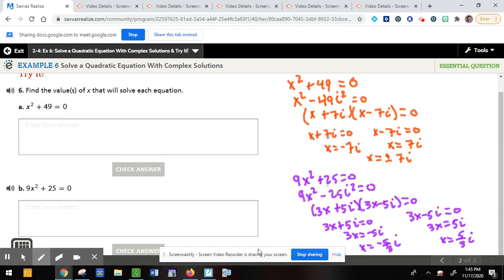Down here, same thing pretty much. Changed out 25 for negative 25i squared. Difference of squares gets you 3x plus 5i and 3x minus 5i. Set them equal to 0 separately. Solve. And you get x is equal to negative 5/3 i or 5/3 i. So we really should write it all together. So x is equal to plus or minus 5/3 i.